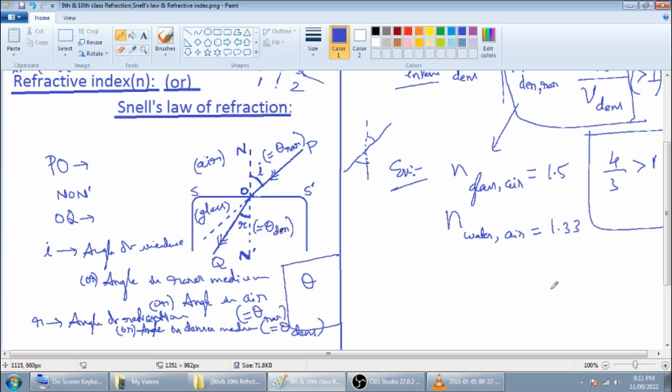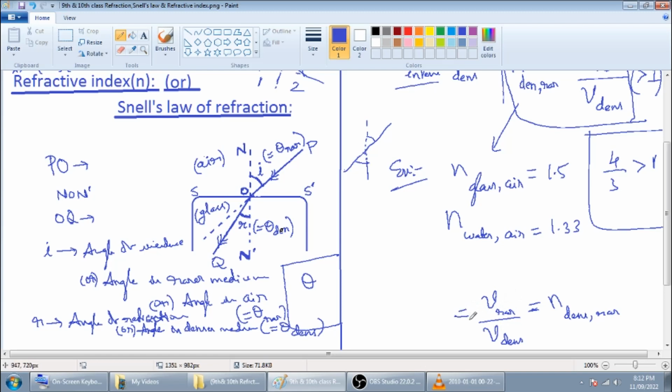Now again consider the same thing. Refractive index of the denser medium with respect to the rarer medium, like glass with respect to air. How is it defined by the definition of refractive index? We have seen that it is defined as velocity of light in the rarer medium divided by velocity of light in the denser medium. So it's also called the ratio of velocity of light in the rarer medium to the velocity of light in the denser medium. A by B is called the ratio of A to B. Division is called ratio. So this is how it has been defined.